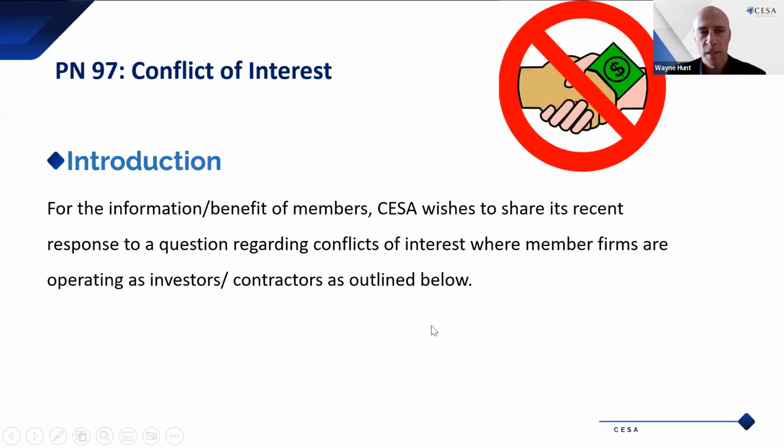Okay, so Practice Note 97 is actually quite a short practice note. There was a question that was asked of CESA. And so for the informational benefit of the members, CESA wishes to share its recent response to this question regarding conflicts of interest where member firms are operating as investors or contractors, as outlined below.